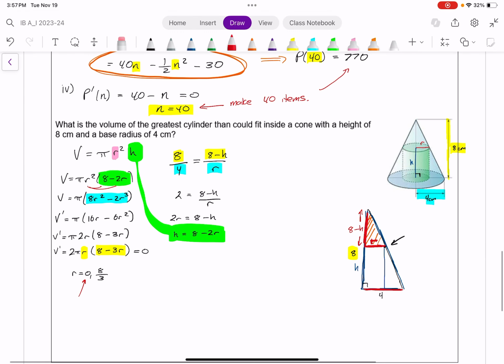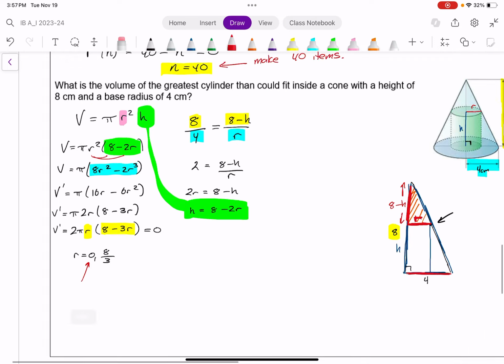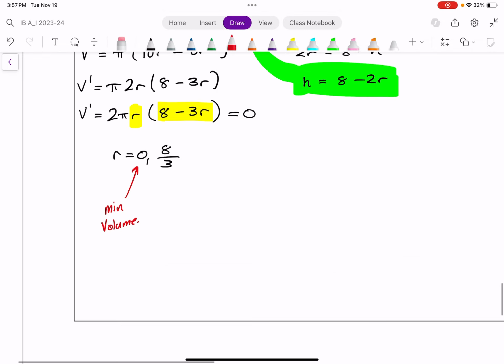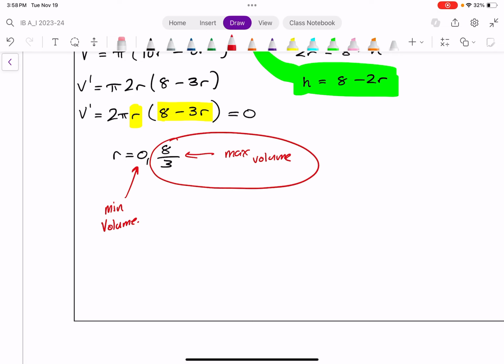If my radius is 0, that means I don't have a cylinder, which means that's one of my minimums. So it's not a meaningless number overall, but that's a minimum volume. I'm trying to find the maximum volume, which means this must be the maximum volume. Which means when the radius is 8/3 of a centimeter, we should have our maximum volume.